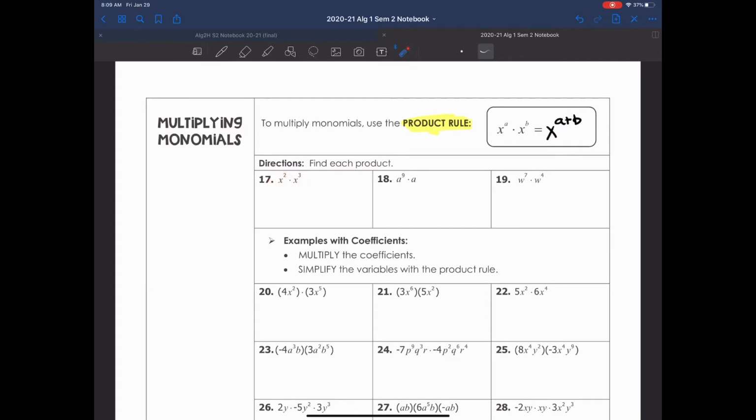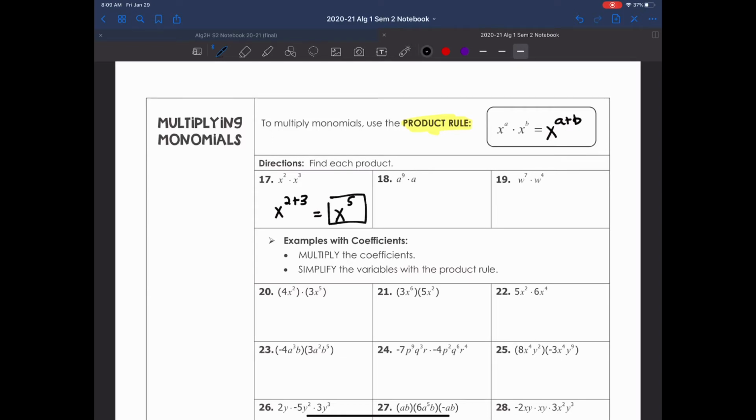So since they have the same base and we're multiplying them together, we can condense this by adding the exponents using the product rule. So instead of x to the 2 times x to the 3, we can condense this to x to the 2 plus 3. We know that 2 plus 3 is 5, so this is actually x to the 5th power. And that's my final answer.